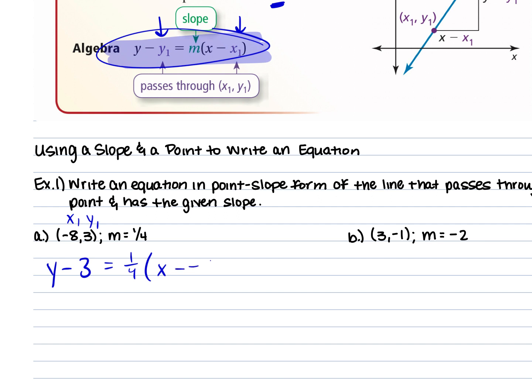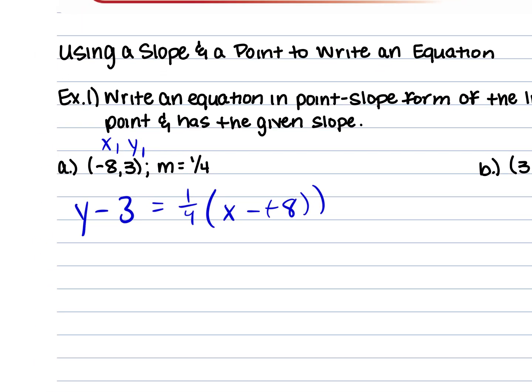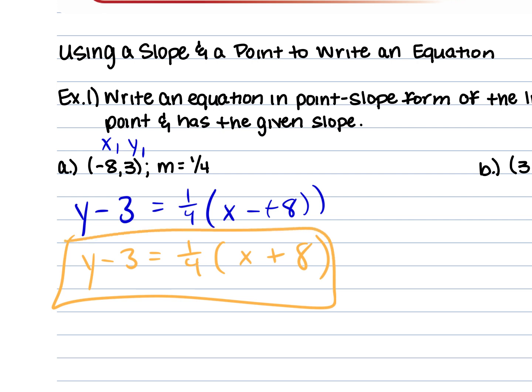So x minus -8. What happens when I have minus a negative? It becomes a plus sign. So this would be y minus 3 is equal to 1/4 times x plus 8. So anytime you have minus a negative, it changes to a plus sign. So this is our answer.